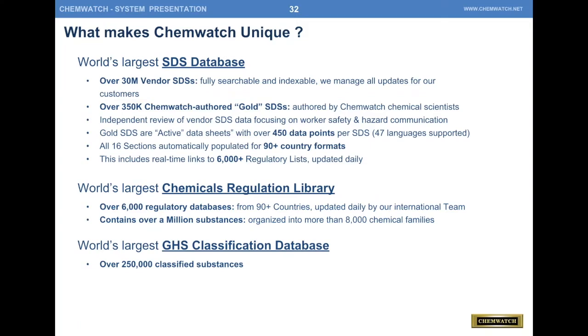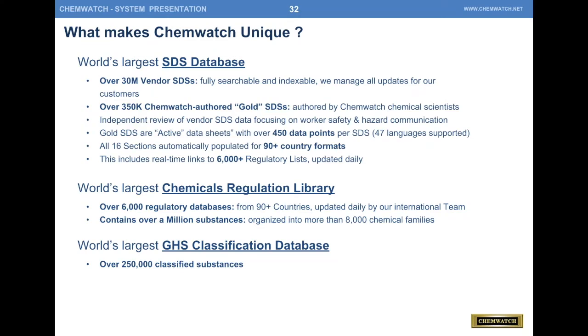Recapping some of the things I talked about earlier, we have about 30 million vendor SDSs in our database, fully searchable. About 350,000 Chemwatch reauthored gold SDSs with about 450 data points in each. As Tom mentioned, all 16 sections are populated, and we can convert between 90 country formats and 47 languages. Our user interface can change to 47 languages, so if you have a worker that's in German, they would see a German language Chemwatch user interface.